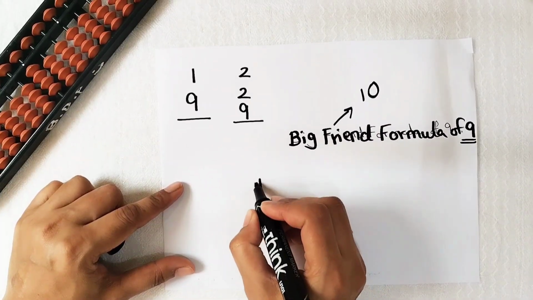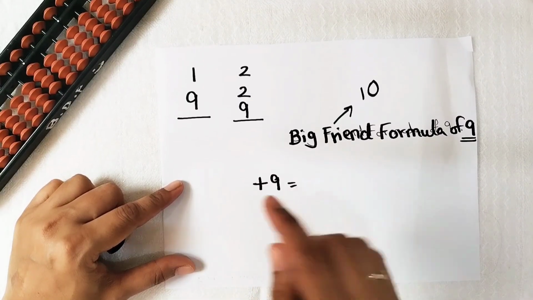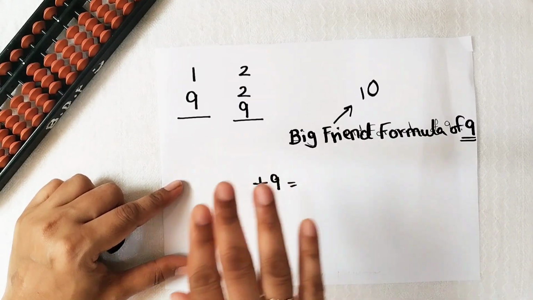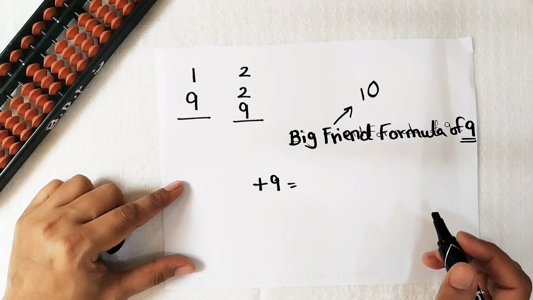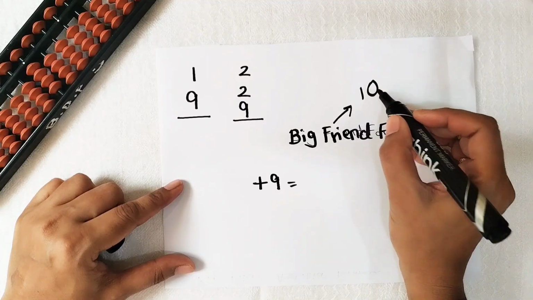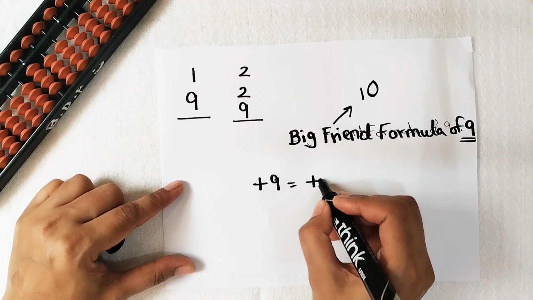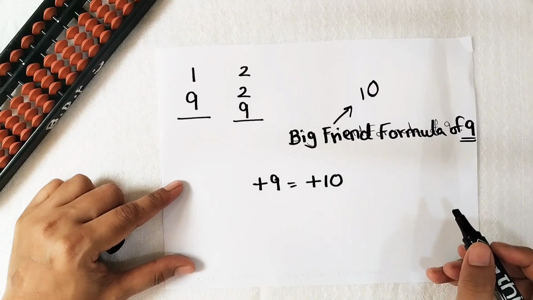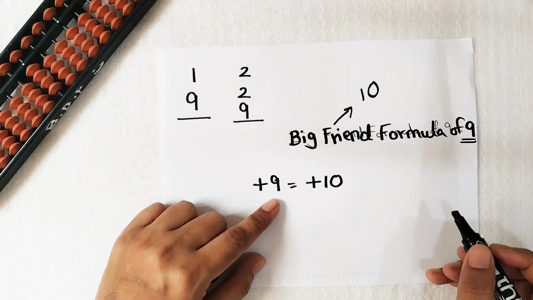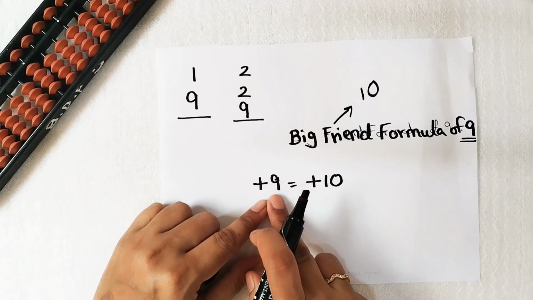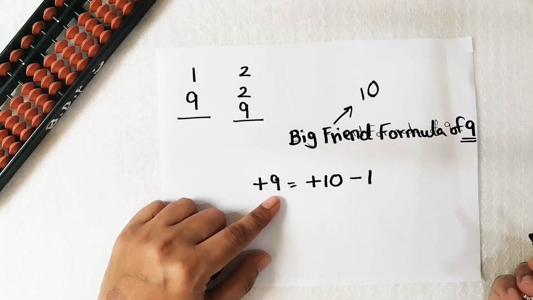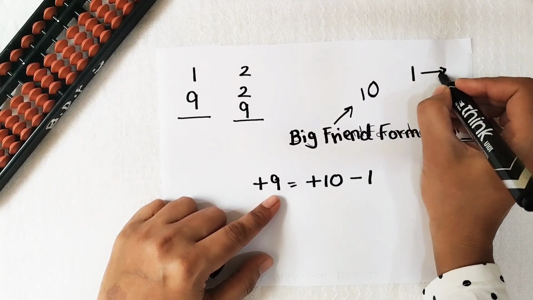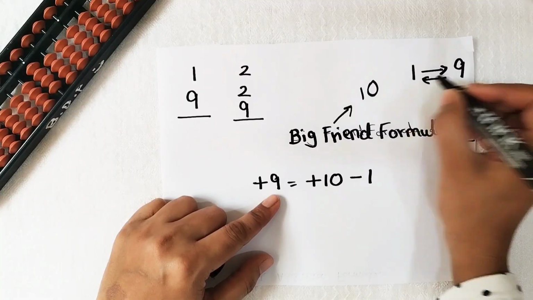Now I want to add 9. So the first thing, let's follow the statement. It says add the boss. So who's the boss here? Add the boss 10 and less the friend of 9. So we add the boss 10 and less the friend of 9. Who's the friend of 9? 1. We know 9 and 1 are friends.